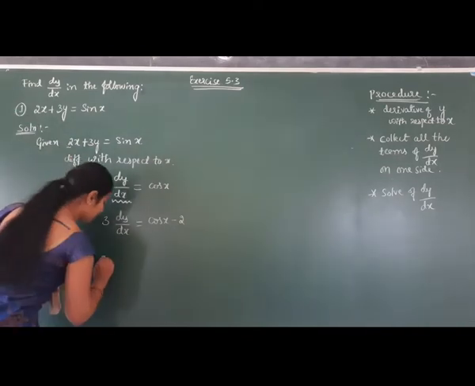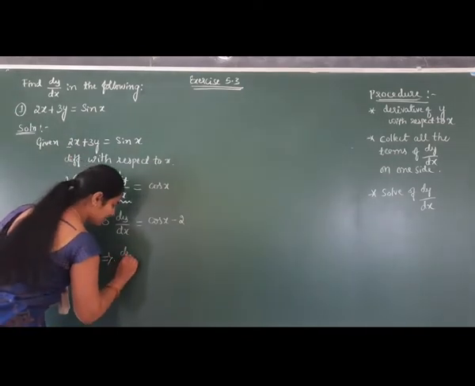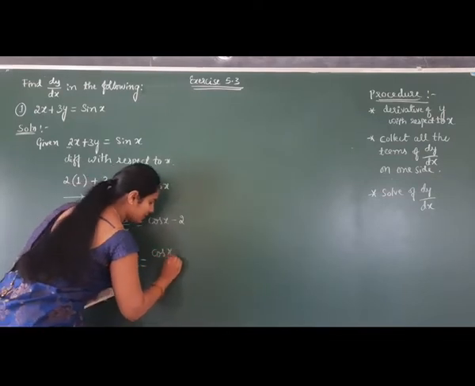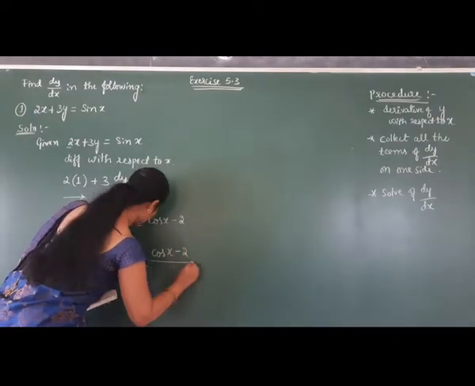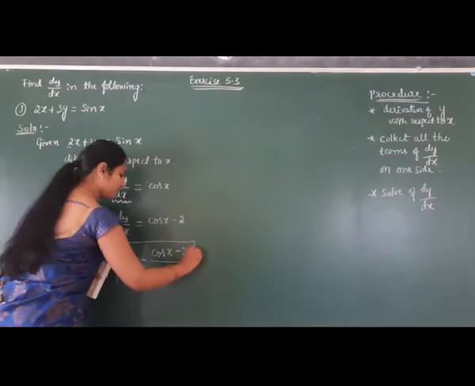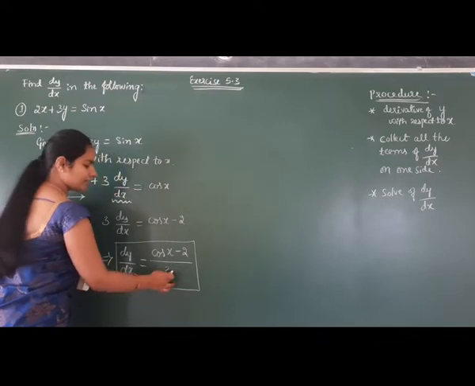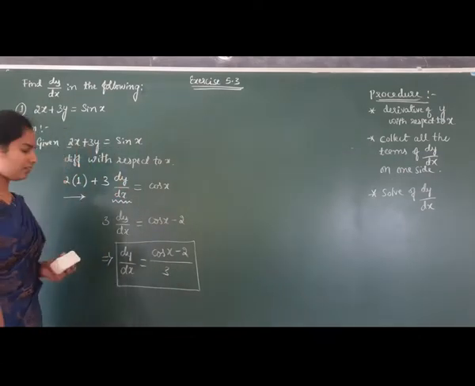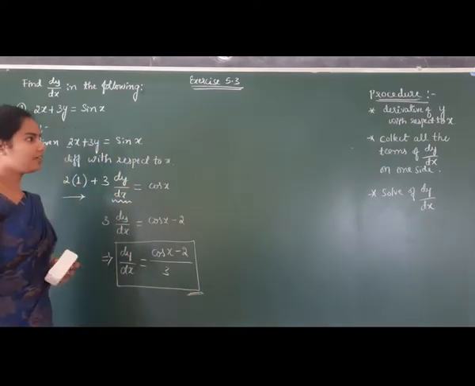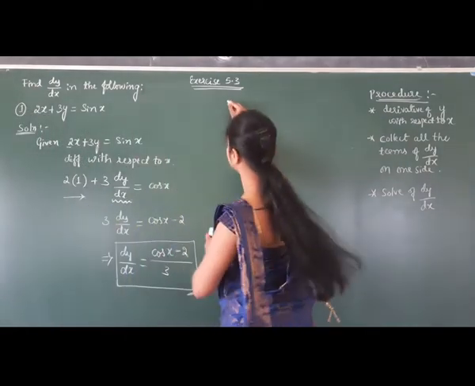So this implies dy by dx is equal to (cos x minus 2) divided by 3x. Okay, so now we got the solution. So the next problem.